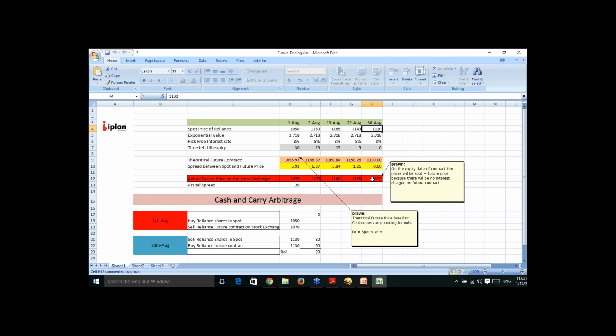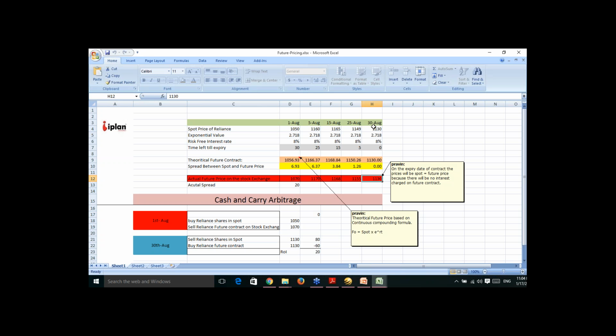If it is not the same, then on the date of expiry people can do arbitrage. Let's suppose the actual future contract price is higher than the spot on 30th August. Let's say it is 1150. Then what will you do? You simply deliver. You buy in the spot, take delivery and deliver it to the exchange. You make 20 profit. And if it is low, then in that situation you will take the delivery and sell it on the stock exchange. Because of this, normally the futures contracts are fairly priced on the date of expiry. The spread is very less or equal to zero.